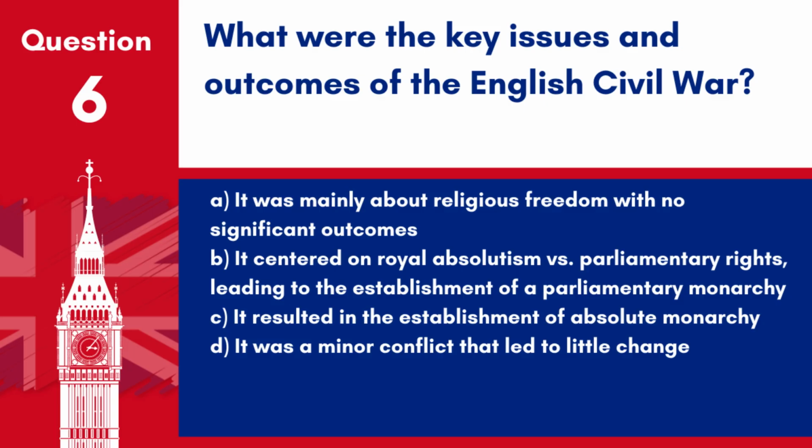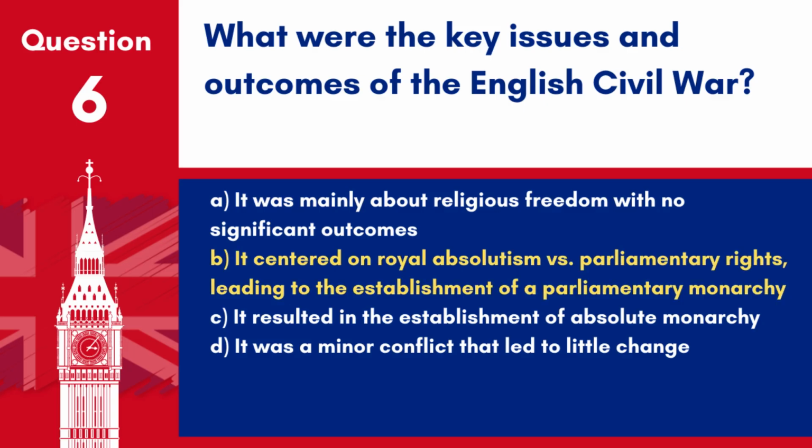Question 6. What were the key issues and outcomes of the English Civil War? A. It was mainly about religious freedom with no significant outcomes. B. It centered on royal absolutism versus parliamentary rights, leading to the establishment of a parliamentary monarchy. C. It resulted in the establishment of absolute monarchy. D. It was a minor conflict that led to little change.